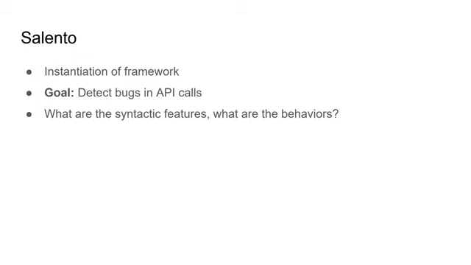Salento is the instantiation of the framework. While the Bayesian framework is more abstract thinking for any sort of component, Salento's goal, which the authors define specifically, is just to detect bugs in API calls. So you might naturally wonder, what are the syntactic features here, and what are the behaviors, which I referenced earlier? The answer is that for API calls, the syntactic features would be just the set of API methods being used, and then the behaviors would be the sequence of API method calls, one after the other.